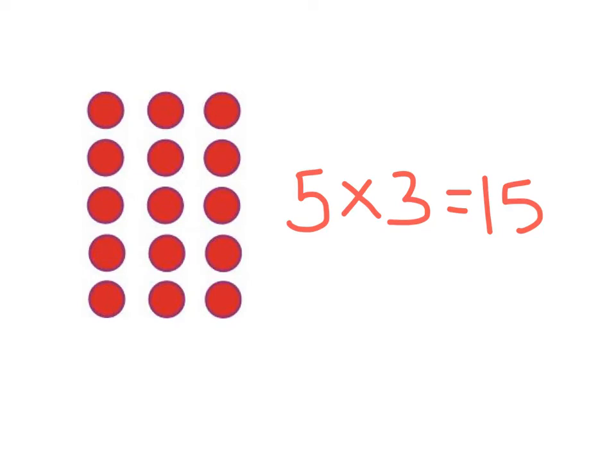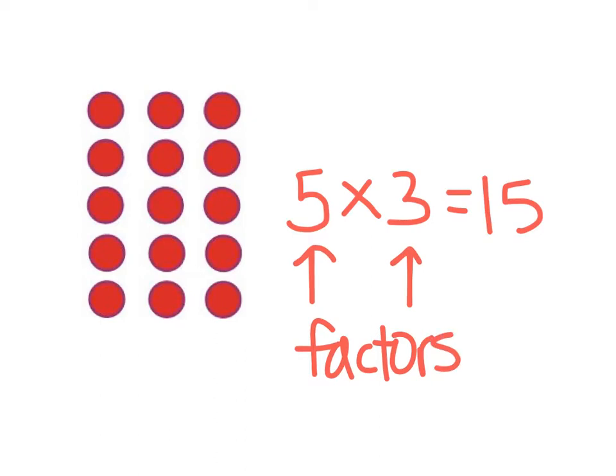I know that when I look at this problem, 5 and 3, these are called factors. And that's our new vocabulary word. They represent the number of groups and the number in each group. I have 5 groups, and there are 3 in each group. The numbers that I multiply together in a multiplication problem are called factors. And I know that the answer to a multiplication problem is called the product. And those words are both up on our word wall.